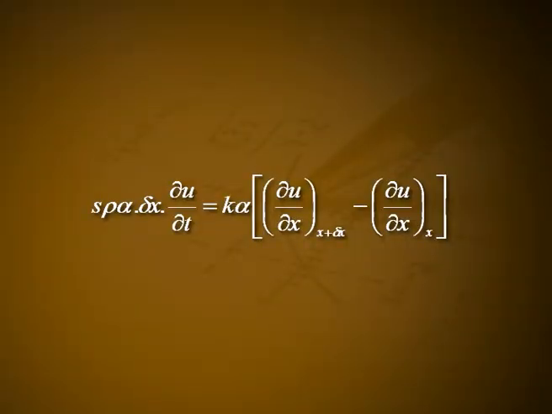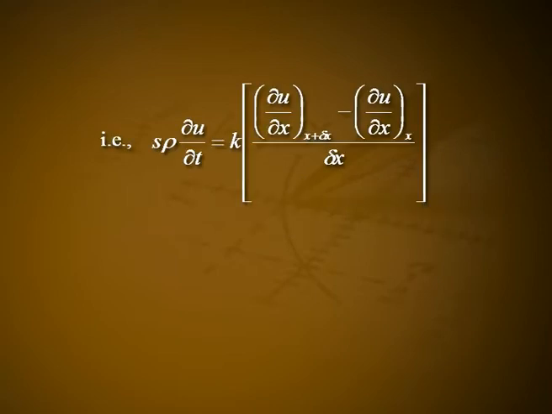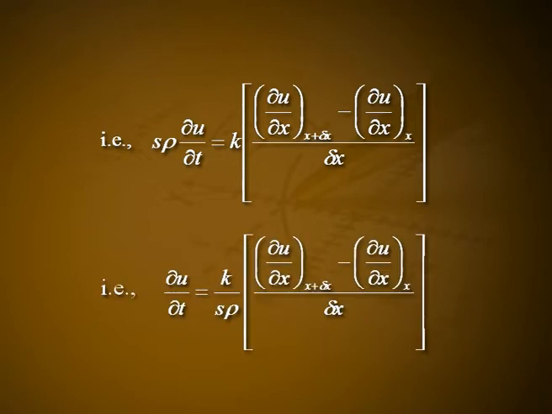Therefore, from equations 1 and 2 we have S rho alpha into delta x into dou U by dou t is equal to K alpha into dou U by dou x at x plus delta x minus dou U by dou x at x. That is, S rho into dou U by dou t is equal to K into dou U by dou x at x plus delta x minus dou U by dou x at x all divided by delta x. That is, dou U by dou t is equal to K by S rho into dou U by dou x at x plus delta x minus dou U by dou x at x all divided by delta x.